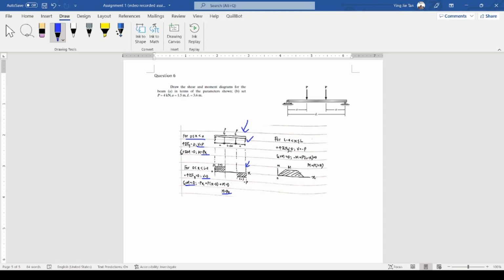And then finally we come to L minus a smaller than x and smaller or equal to L, and we consider the vertical component at the end. So if the vertical component equals 0, we will get V equals negative P. And then for M, if M equals 0, we will get M equals P bracket L minus x. So that's all from me. Thank you.